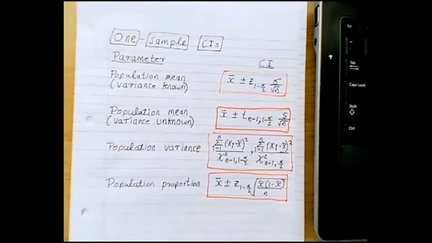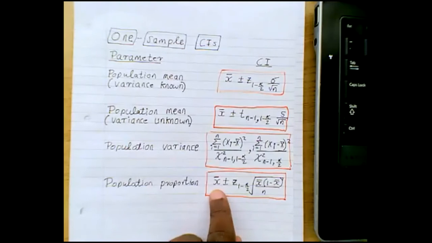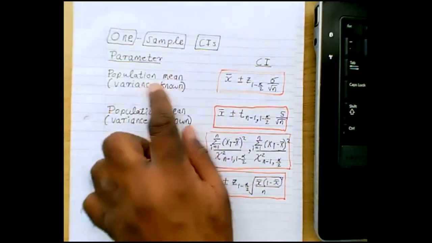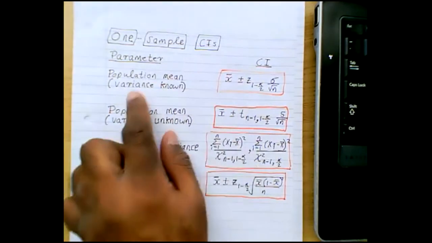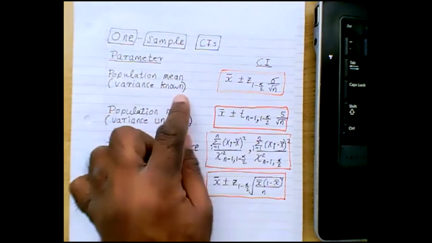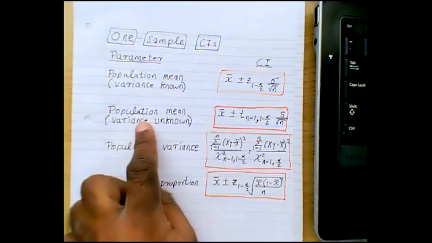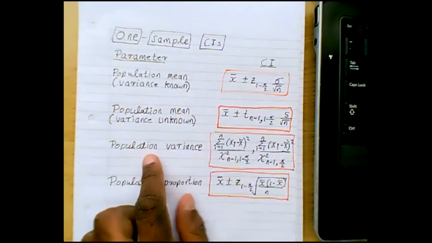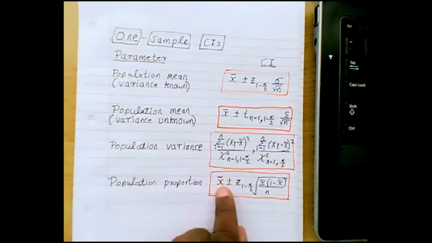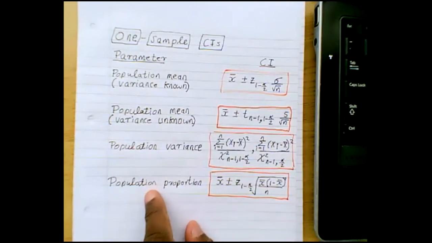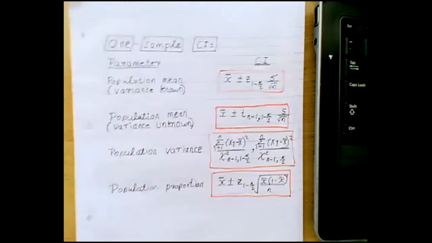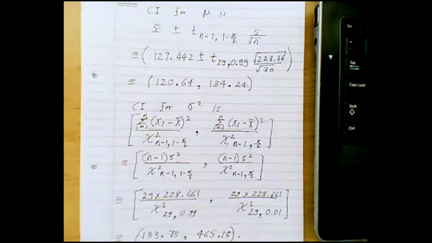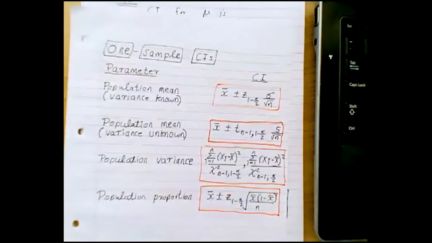Basically it's a matter of using one of the four formulas here. This is the formula for the confidence interval for the population mean when the variance is known. This is when the variance is unknown. This is the formula for the confidence interval for the population variance. And this is the formula for the confidence interval for the population proportion. So in this question number 6, I have used this one and this one.